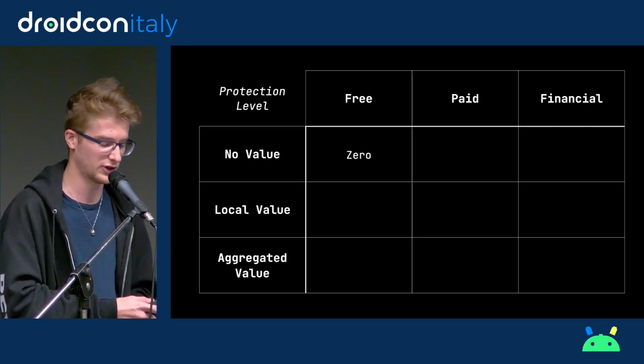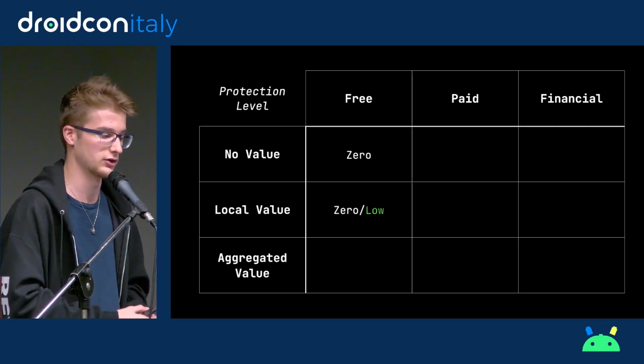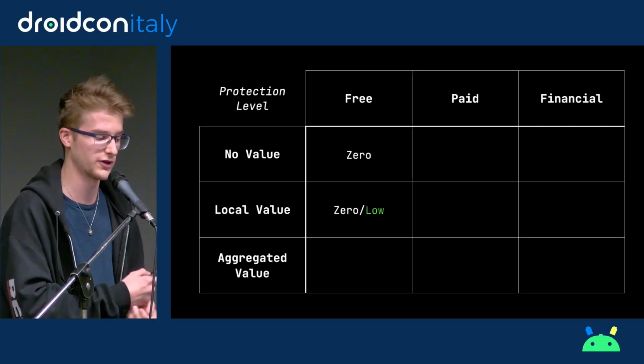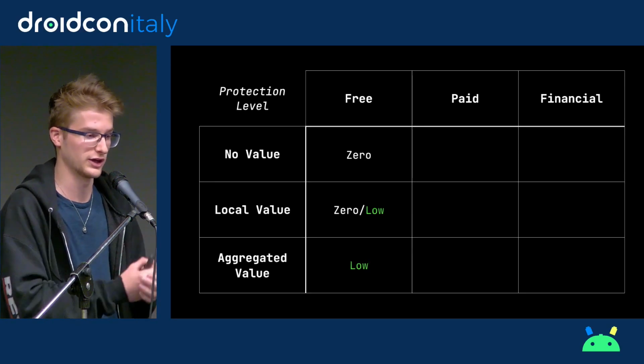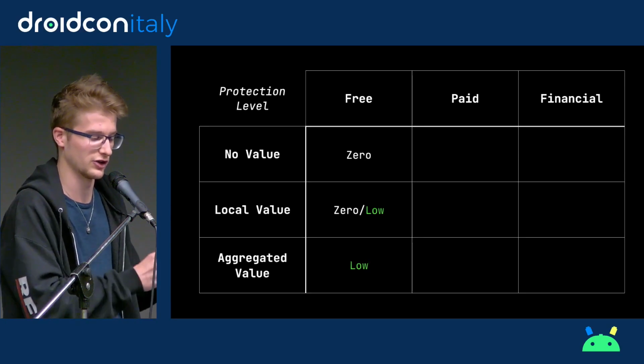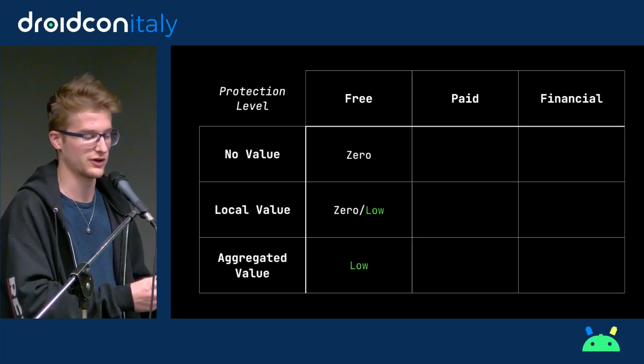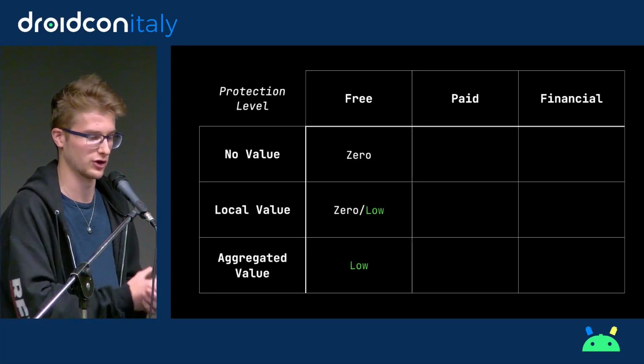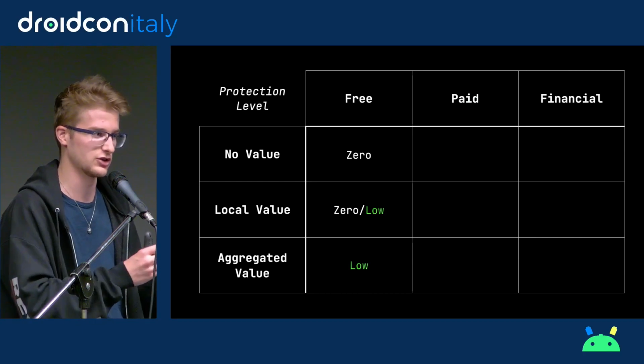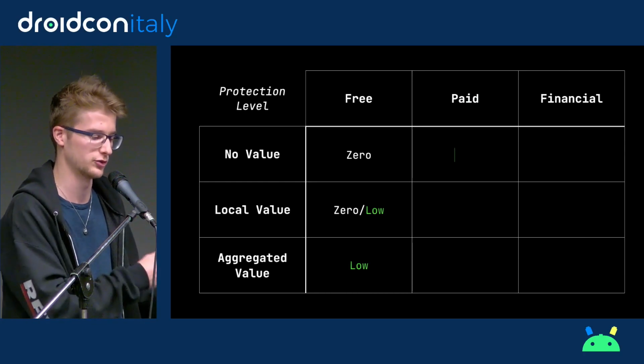And we may actually see that if you don't have any value or local value and your application is free, you don't actually need a lot of protection, where low is just not a lot of protection. This is an important point because you don't have to just put protection everywhere in your application blindly. You have to understand where you have to put protection.